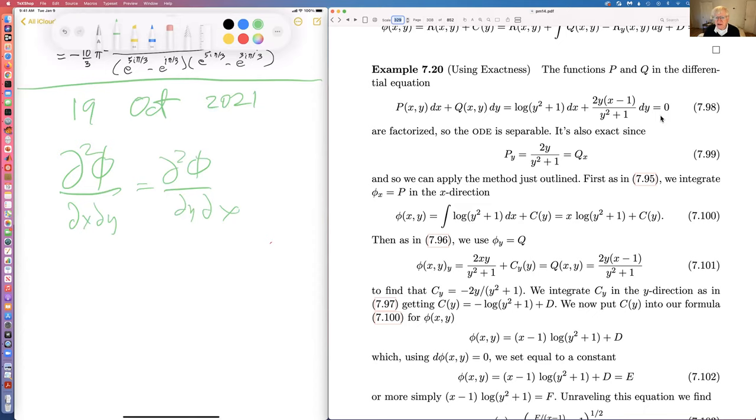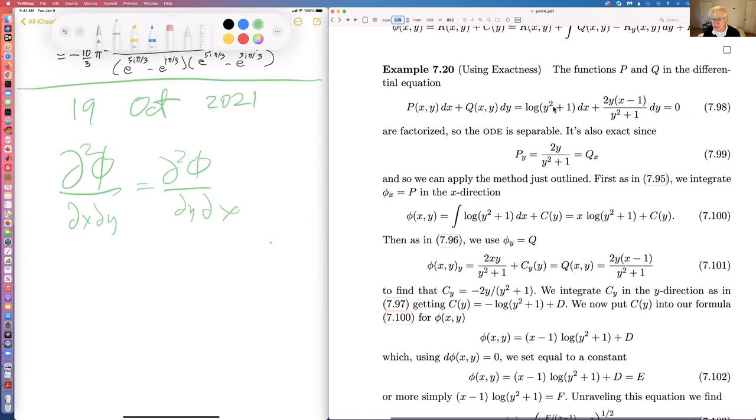Anyway, here's a factorized and therefore separable ODE. And the reason it's exact is that P_y is this and Q_x is that, and so they're equal. And so what we do is we integrate P, which is the derivative of phi in the x direction, at some point y, and what we get then is x log of y squared plus 1 plus an unknown function c of y, because we only know the x derivative.